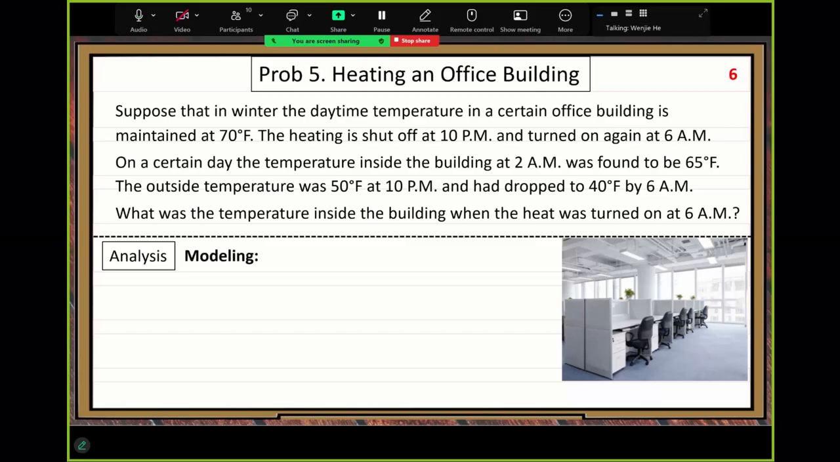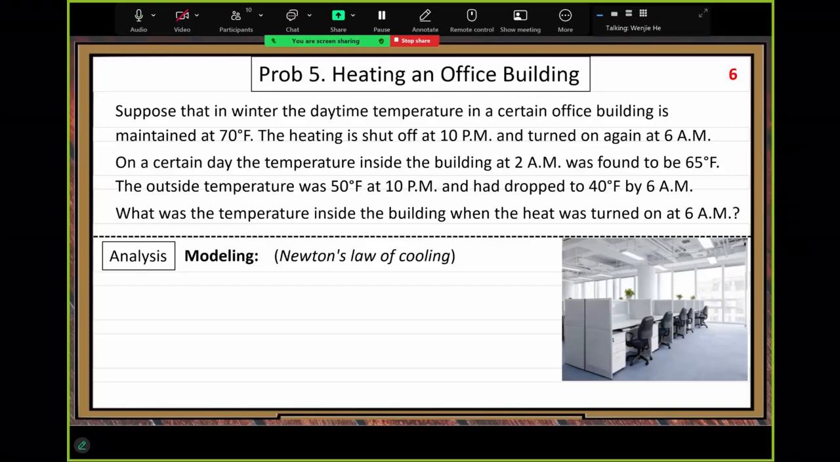So think about this whole system: the temperature inside the office, outside the office. What is the physical law you need to use to model this system? The first step, we need to get that information before we can solve it.